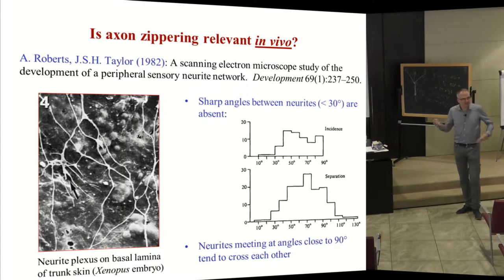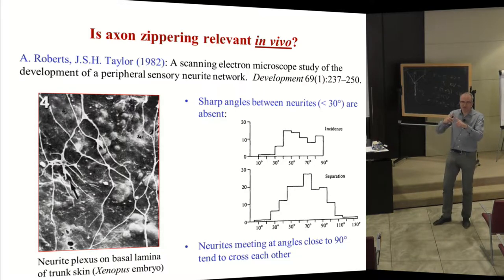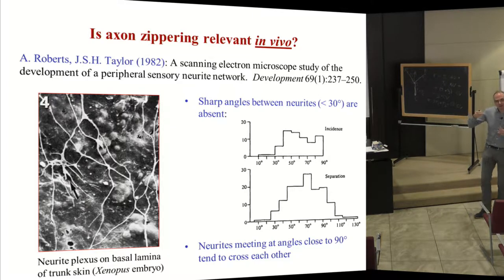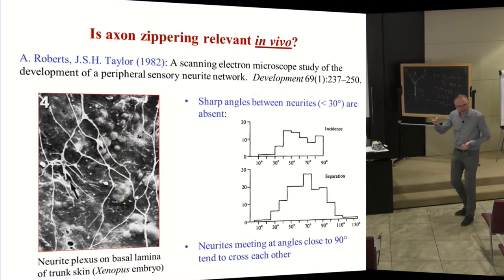If you think of the growth, if it were isotropic, then you would expect these angles to give you a flat distribution. If they preferentially grow in one direction, you would expect the distribution of angles to be peaked at low angles, right? But you get the exact opposite. How do you explain that? Their proposed explanation was that there must be something like zippering.